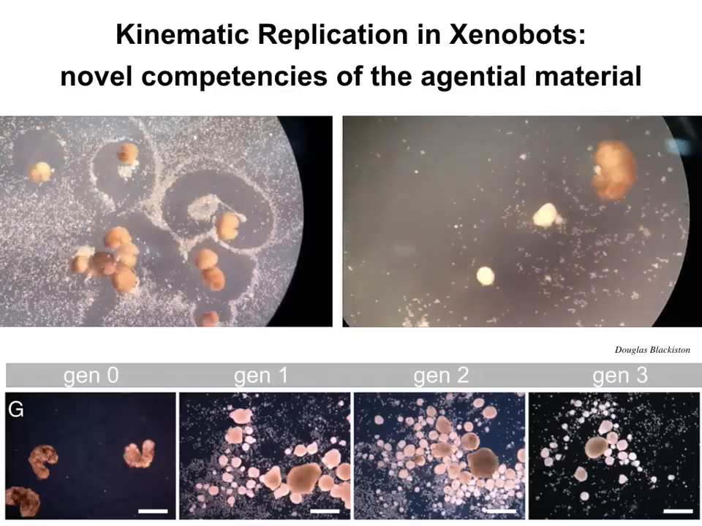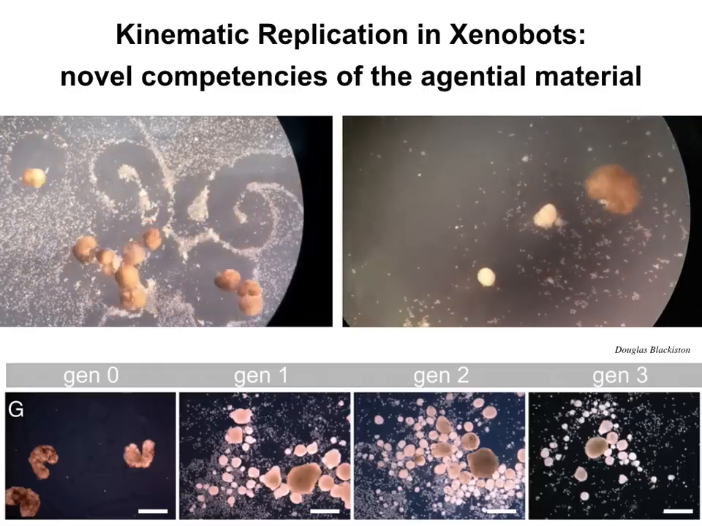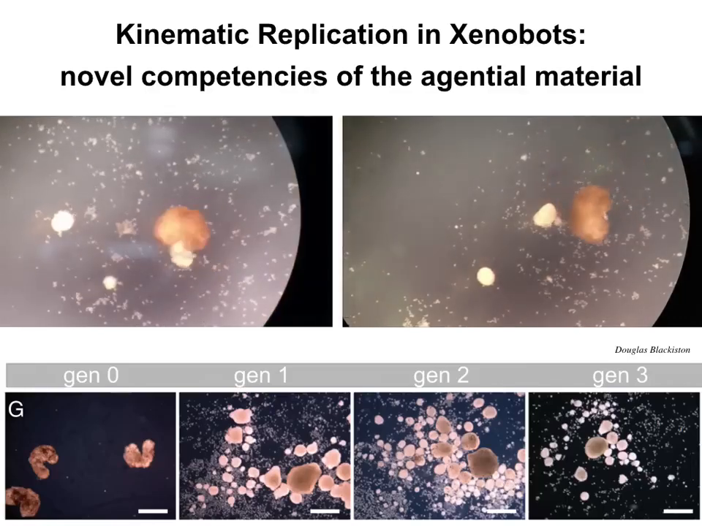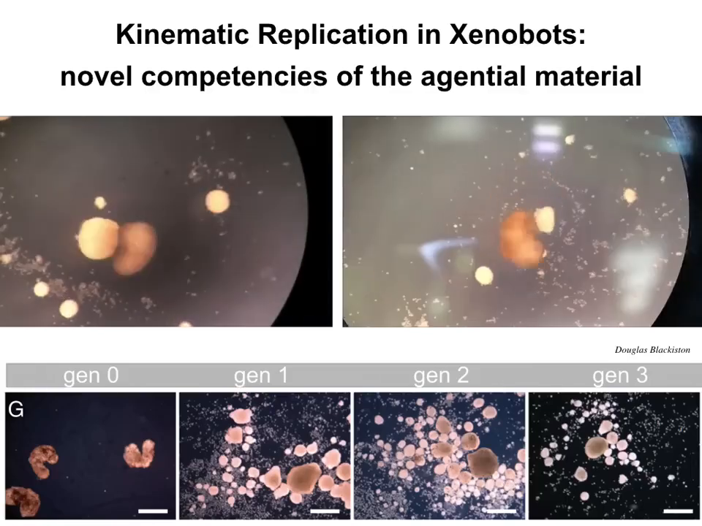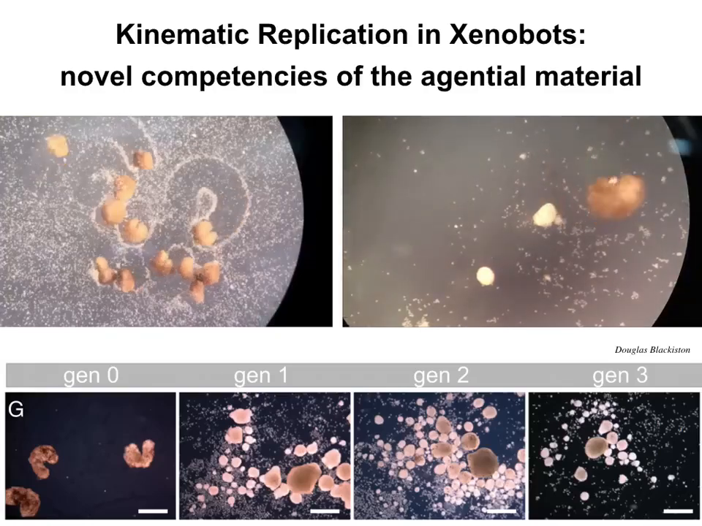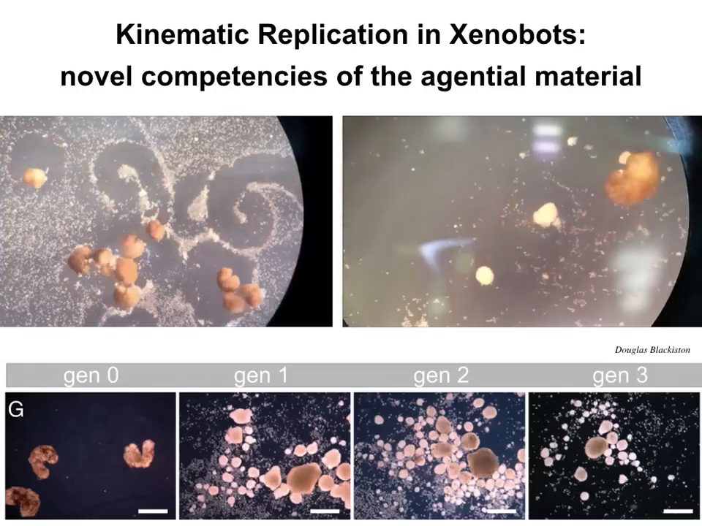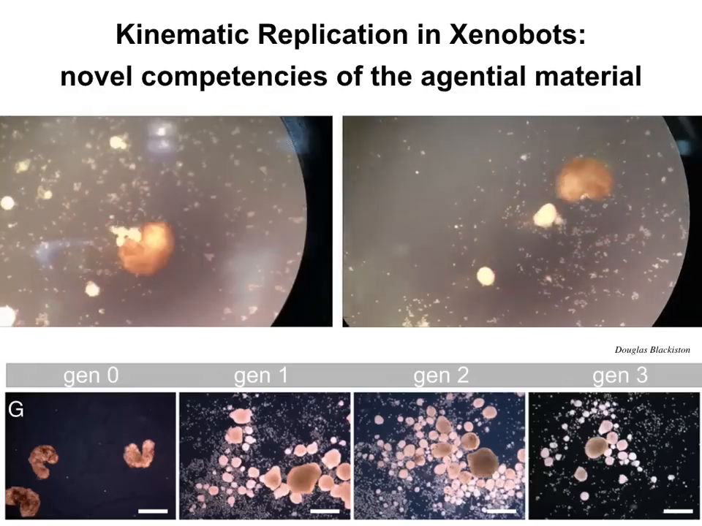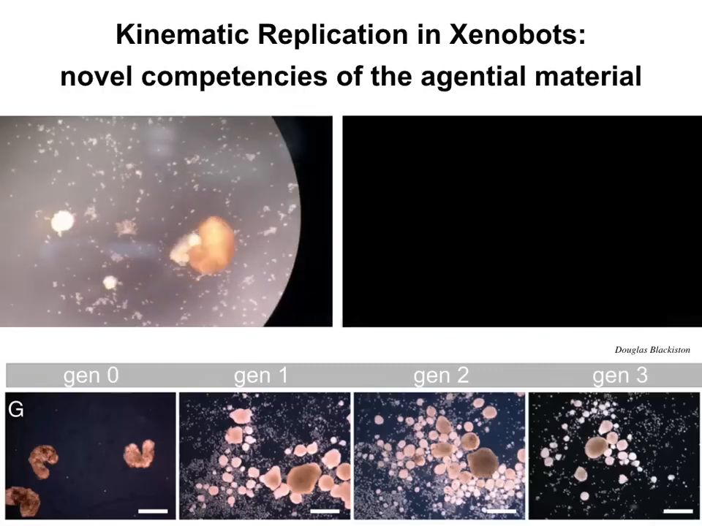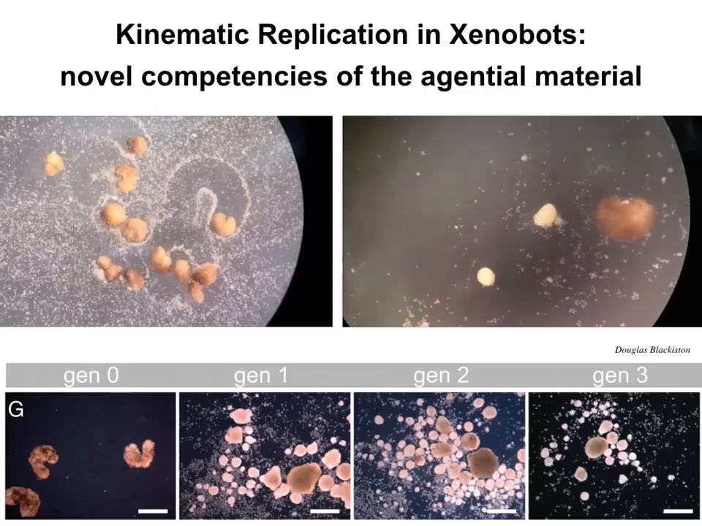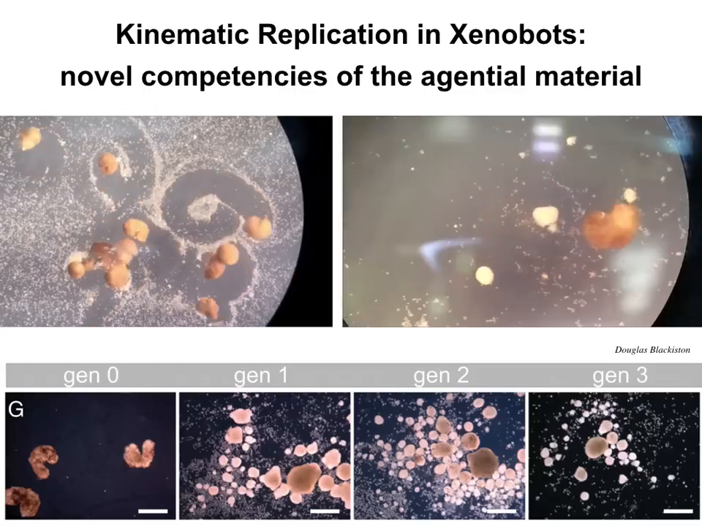So what you've seen is novel morphogenesis in these xenobots, and now I want to show you some behaviors. This is one thing that they do called kinematic self-replication, and this is some work done with Josh Bongard's lab, and all the xenobots. The biology for the xenobot stuff was done by Doug Blackiston in our group, and then Sam Kriegman did the computational analyses.